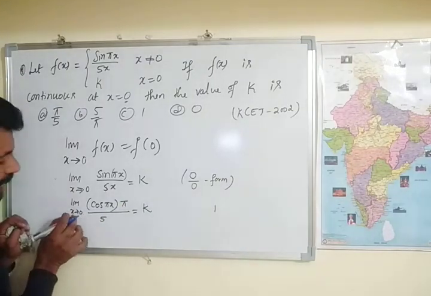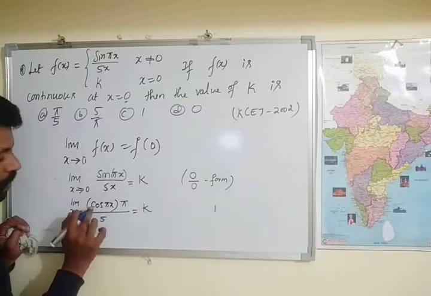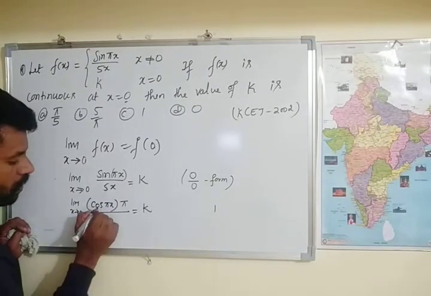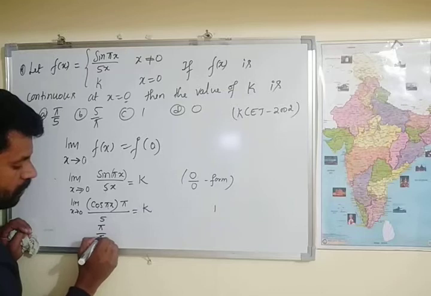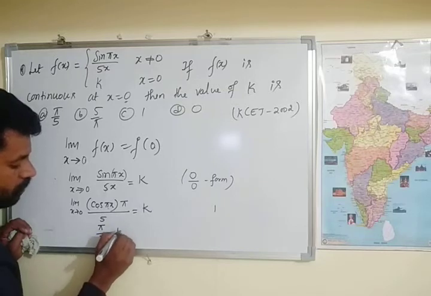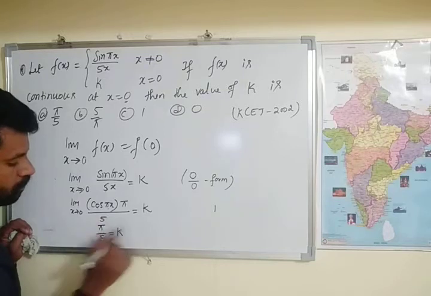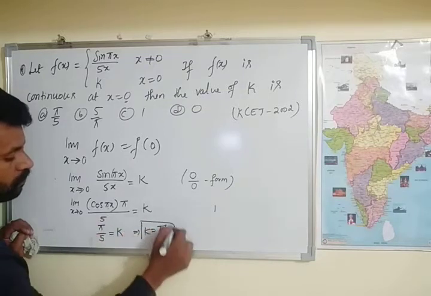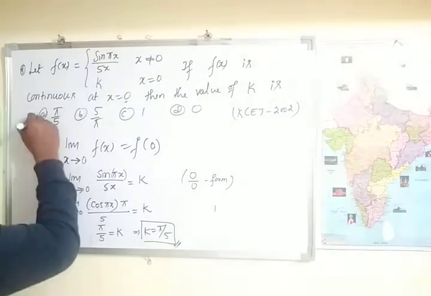Now here x approaches to 0, means substitute 0 in the place of x. We get cos of 0. Cos of pi into 0 is cos of 0, which is 1. 1 into pi is pi, divided by the denominator 5, is equals to k. Means k is equals to pi by 5. This is the required solution. Here we have option A is correct.